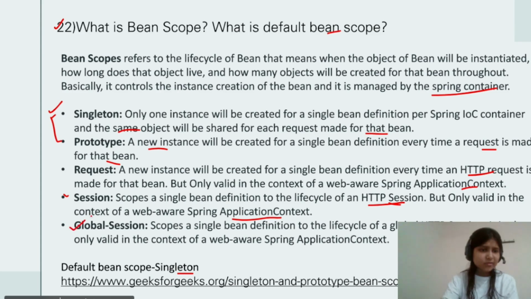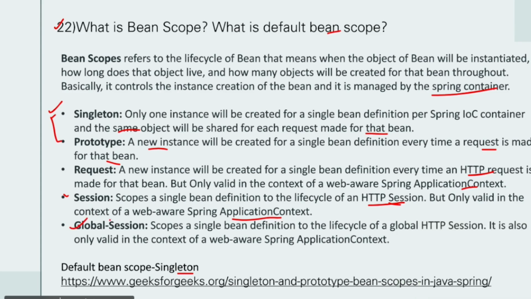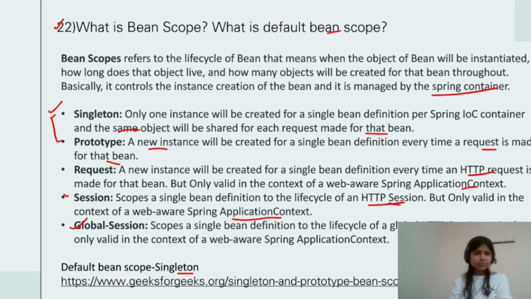What about the conversation scope? It is a similar kind of scope to session, but it scopes a single bean definition to the life cycle of a conversation HTTP session. It is also only valid in the context of a web-aware Spring application context. So I think this question is also clear.